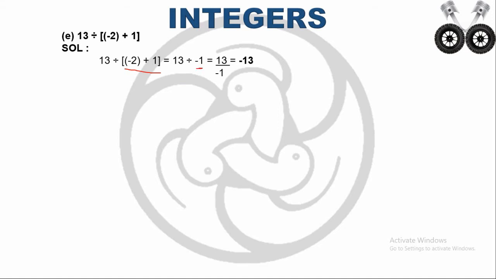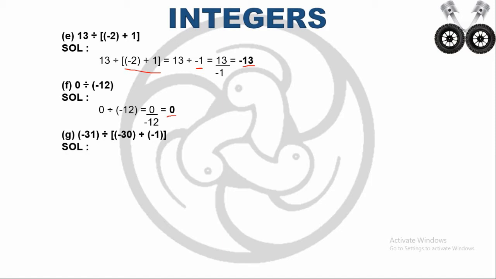So 13 divided by minus 1. In the numerator we write 13 and in the denominator we write minus 1. 13 divided by minus 1, the answer is 13. Again the two integers have different signs, so I have to put the negative sign. So the final answer is minus 13. Then subdivision F, 0 divided by minus 12. If 0 is divided by any number, the answer is also 0. So 0 divided by minus 12, the answer is 0.